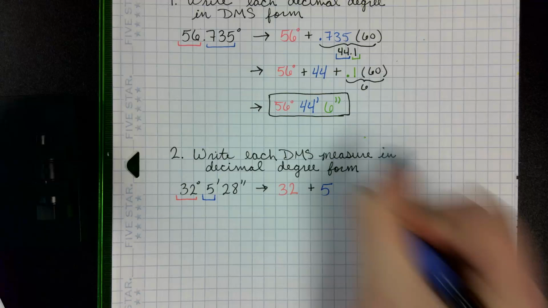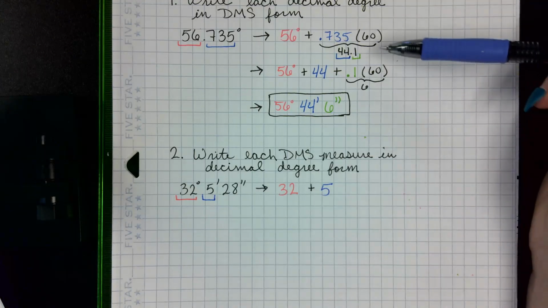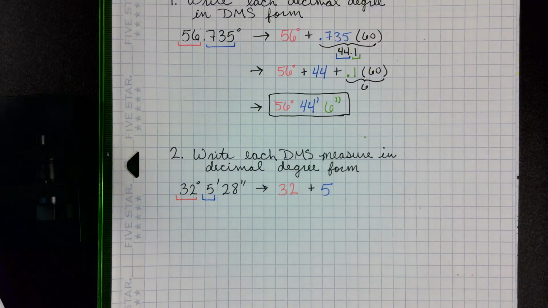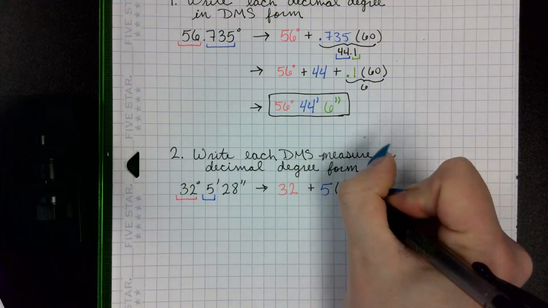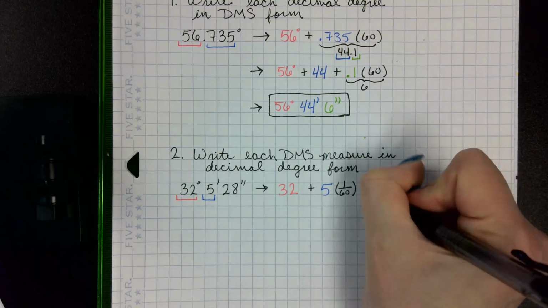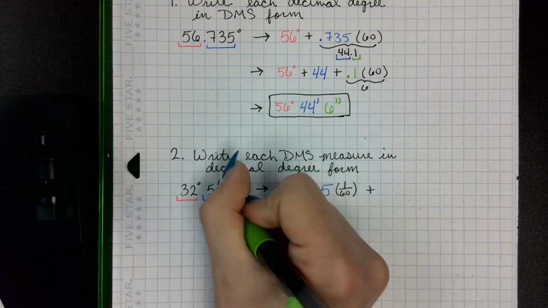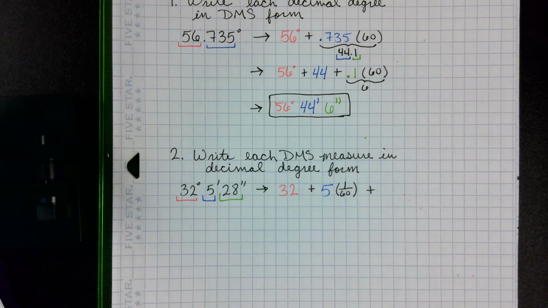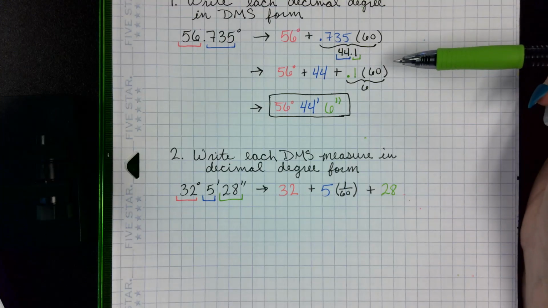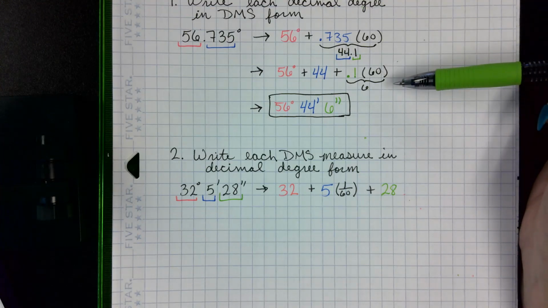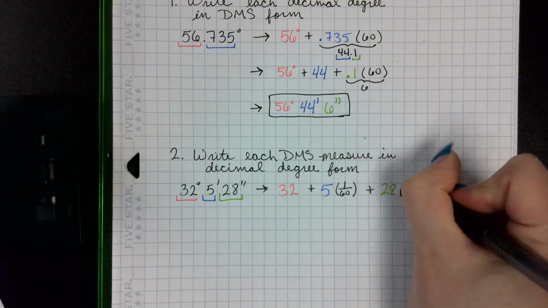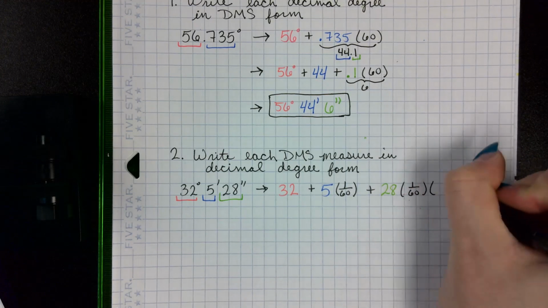5 minutes. And to get to the minutes up here, I multiplied by 60 to get the minutes. So if I want to go in the other direction, I'm going to divide by 60. So 1 times 1 over 60 is the same as divide by 60. And then for the seconds is 28 seconds. Up here, to get to seconds, I multiplied by 60 and then I multiplied by 60 again. So with the seconds, I'm going to divide by 60 and then divide by 60 again.